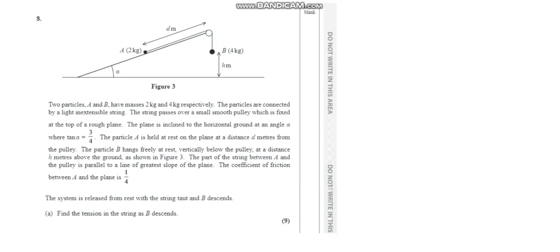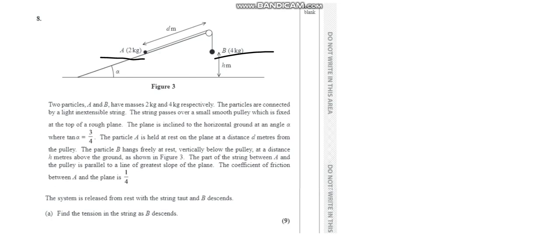So there's a very lengthy paragraph here to read. Two particles A and B, as you can see, that's A shown here and B on the other side, have masses 2 kg and 4 kg respectively. The particles are connected by a light inextensible string. The string passes over a small smooth pulley which is fixed at the top of a rough plane. The plane is inclined to the horizontal ground at an angle alpha, where tan alpha is 3/4.